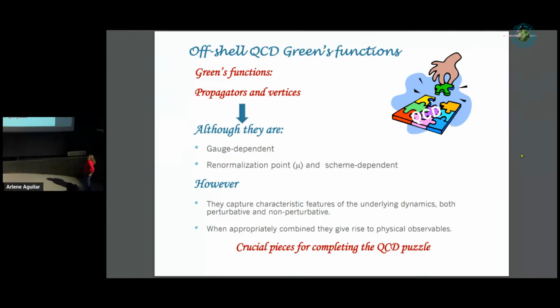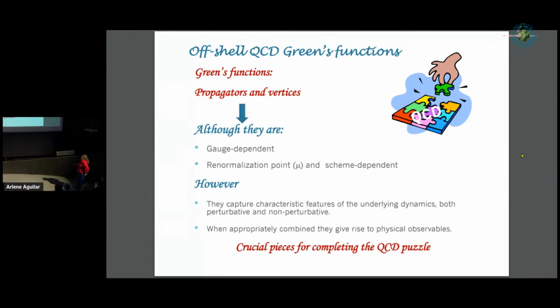We know that these Green's functions are gauge dependent, they depend on the renormalization point, and they are scheme dependent. So these quantities have all the bad characteristics that you know. However, if you are clever enough to combine these quantities, you can construct quantities that are independent of the renormalization point, independent of the gauge, and independent of the scheme.